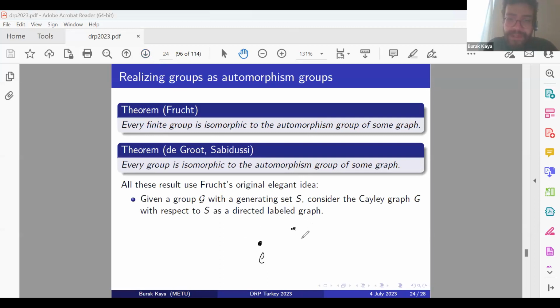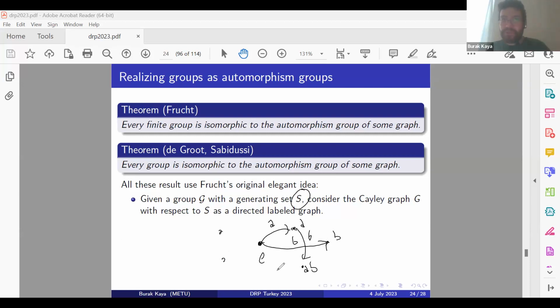Okay, this is the identity. This is something else. This is something else. And for everything in S, for every generator, you put a directed edge, okay? And you put a label. If A is inside this, you put this. If B is inside this, you put this. And this is the element A, this is the element B. And for example, this is the element AB. You have this directed labeled graph, okay?